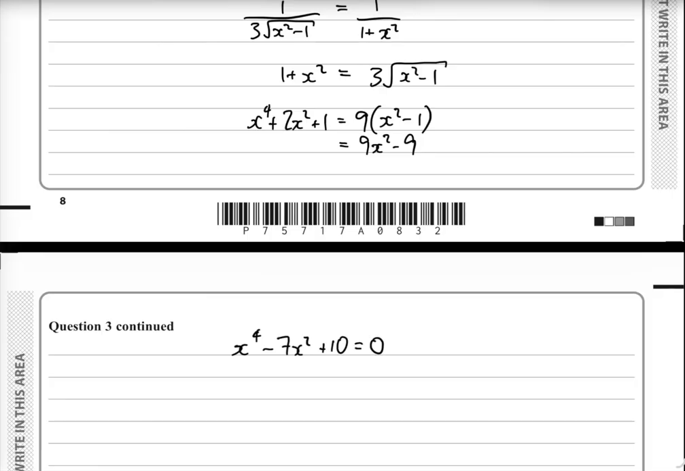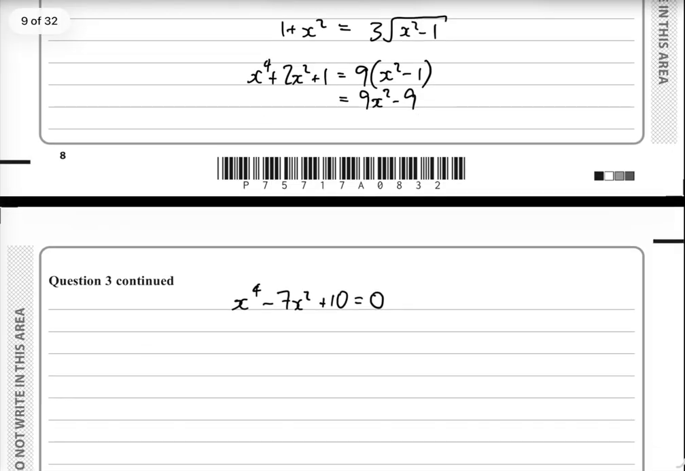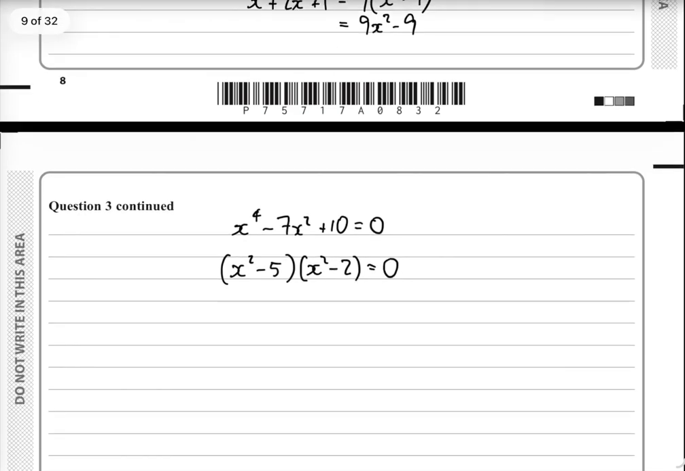Now I want to solve this. This is a quadratic in x squared. So x squared is equal to... I was going to use the formula and I've just realized it will factorize. Let's do that instead. X squared minus 5, x squared minus 2. So we get x squared is equal to 5, or x squared is equal to 2. So x is equal to plus or minus root 5. X is equal to plus or minus root 2.